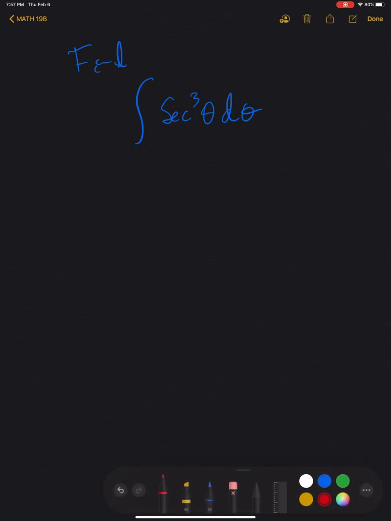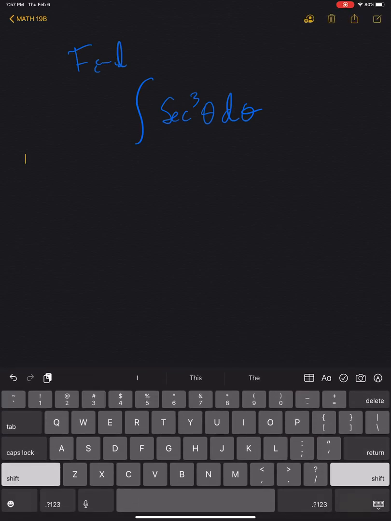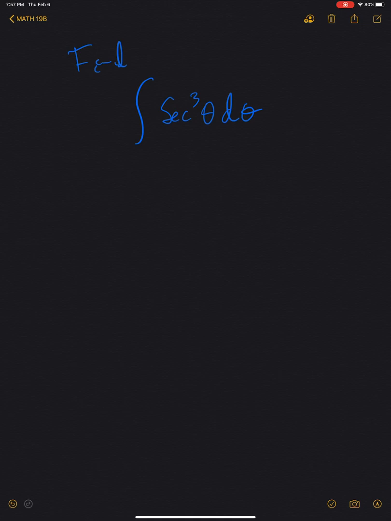Let's look at an example of a trigonometric integral. Say that we want to find the integral of secant cubed theta d theta. One way that we can proceed with this one is to separate the cube as a square and a simple secant. In other words, we can write this down as secant squared theta times secant theta d theta.